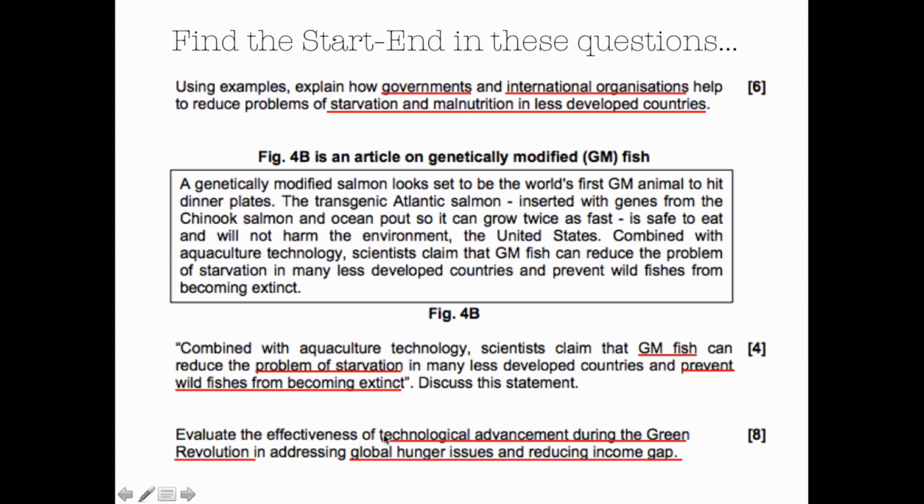The next question is an essay question. Evaluate the effectiveness of technological advancement during the Green Revolution in addressing the global hunger issue and reducing the income gap. This is the starting point, technological advancement, and here is the ending point. Now, what is the beauty of this start and end?